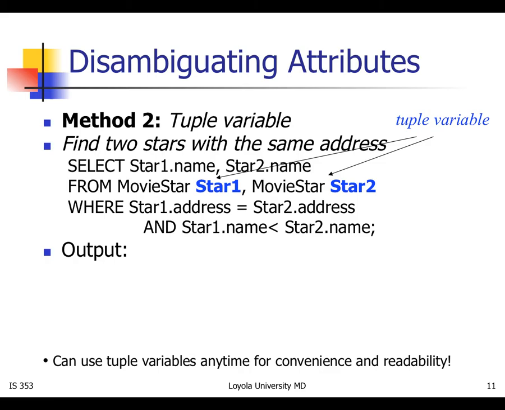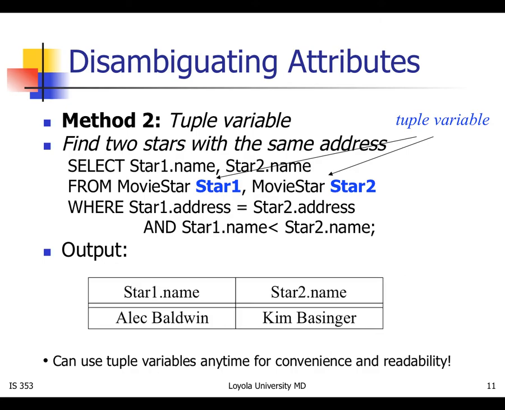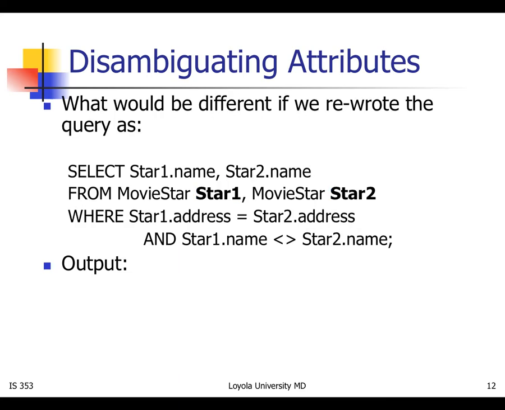Continuing along those, you can look at it from a multiple variable perspective. So if I want to find two stars with the same address, I would still leverage using the table name and the attribute name from the star 1 and star 2 table where the address equals the address. For example, this is an older slide, Alec Baldwin and Kim Basinger when they shared the same address.